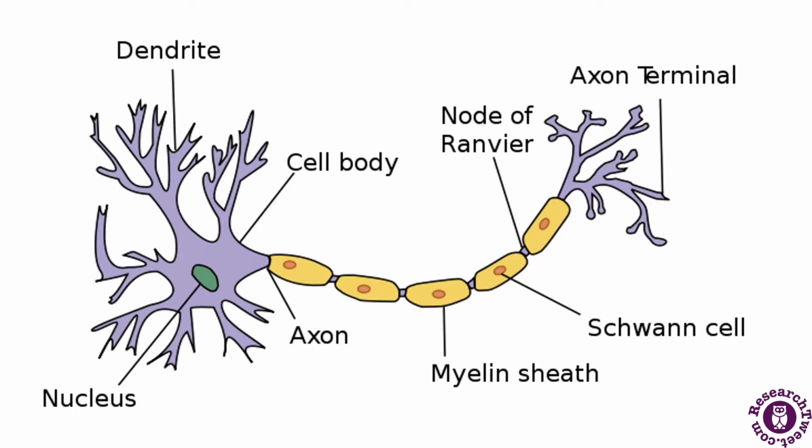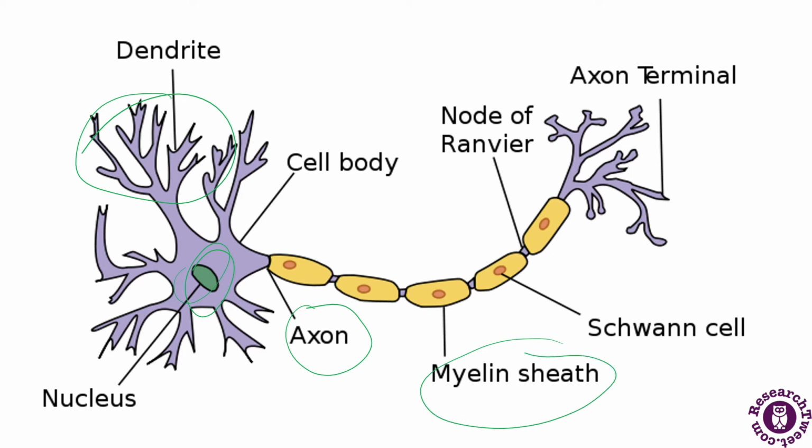So this is how a dendrite looks. These are some long fiber-like structures, and then there is a cell body in which the nucleus is present, and the dendrite is attached to a long tube-like structure which is called the axon. Then there is a myelin sheath, and this is the overall structure of the dendrite.